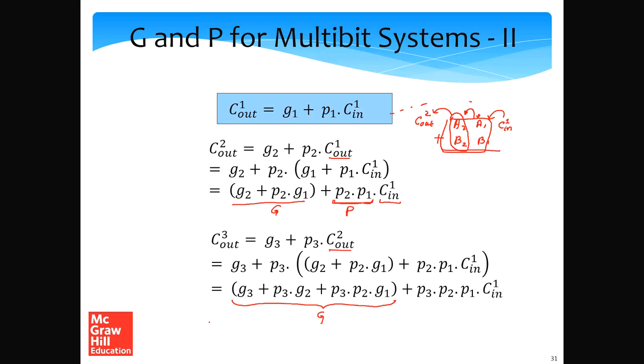So when will a 3-bit block generate? When either the third bit pair is generating, or the second bit pair is generating and the third bit pair is propagating, or the second and third bit pairs are propagating and the first bit pair is generating. And when will it propagate? It will propagate when all the 3 bit pairs, P1, P2 and P3, all of them are propagating, so the input carry will reflect in the output.